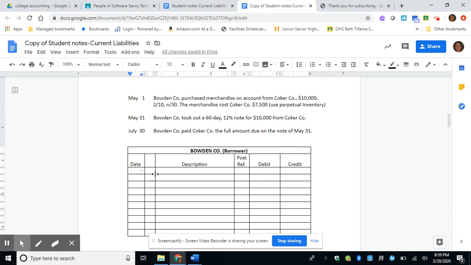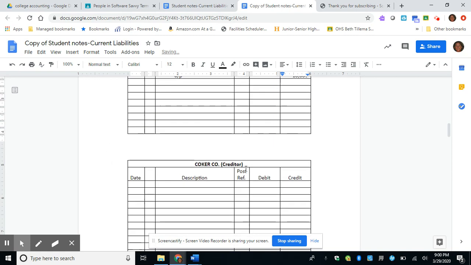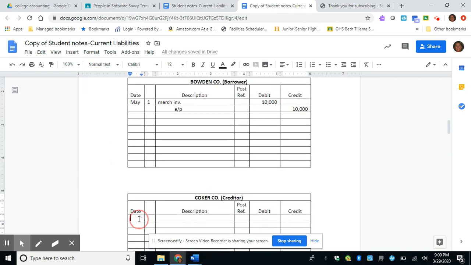So let's record the buyer side first because it's easy. On May 1st, we buy stuff. That stuff is called merchandise inventory, and that's for $10,000. And since we didn't pay for it right away, our credit account is going to be accounts payable, and that's going to be $10,000. Now let's go to the seller side. We made a sale. So on May 1st, let's record the sale. Somebody owes us money, so that's an accounts receivable for $10,000.